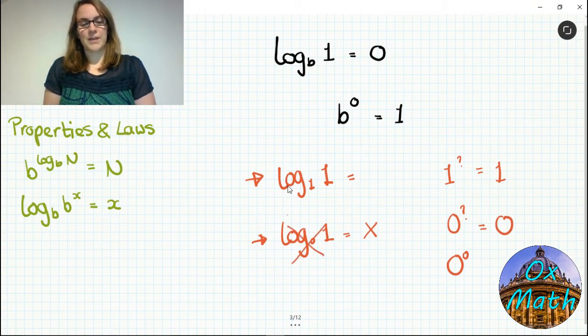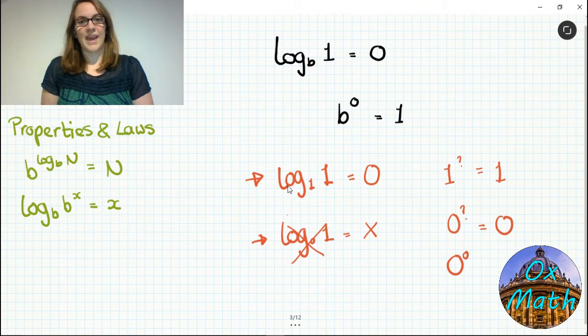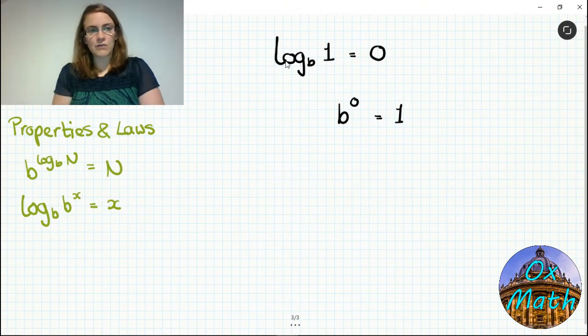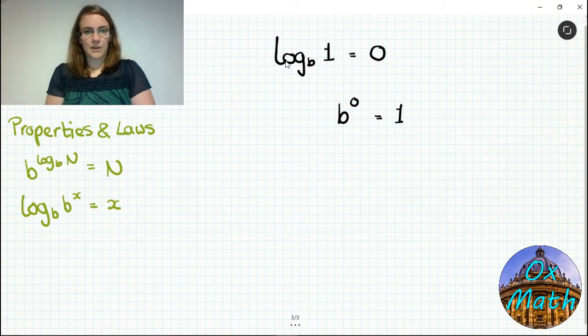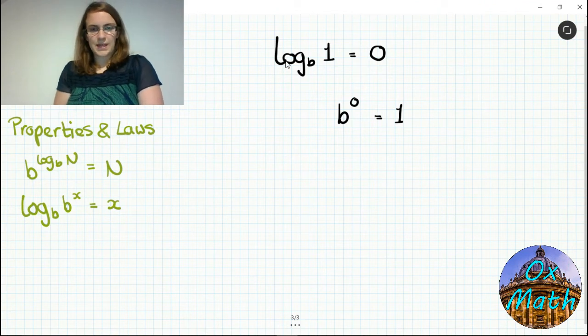You can't have log base 0. If your base is 1, then although 0 could be a correct answer, it could also be anything else. If you don't know your indices laws, then have a look at my video on that. The third property then, the third useful property, is that log base b of 1 equals 0.